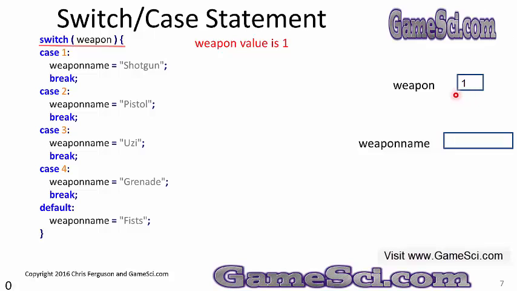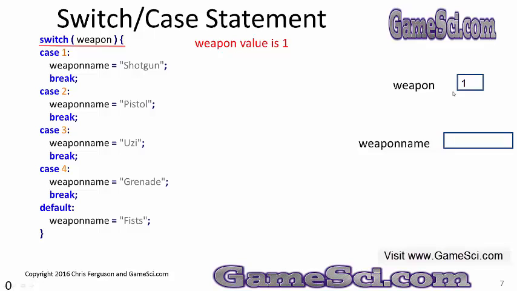Start with weapon and a value of 1. What will this code do if my weapon variable has the value of 1 in it? With the value of 1 in the weapon variable, I'm going to switch on the weapon variable. When I switch on weapon, I will compare the value in weapon to one of these many different cases. Really what I'm asking is, does weapon match case 1? Does weapon match case 2? Does weapon match case 3? When I get a match, I will select the code underneath the case to execute.